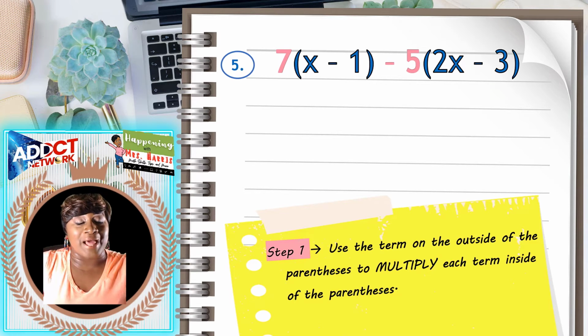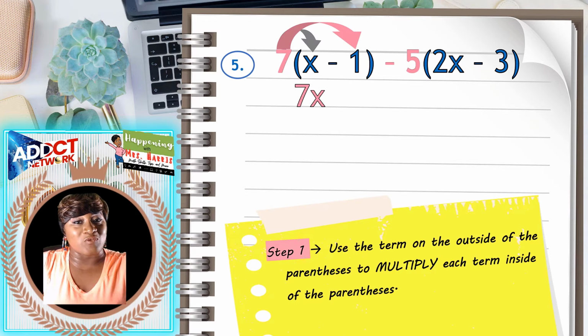First, we're going to multiply the 7 times the terms inside of the parentheses, which are x and minus 1. So we see that 7 times x is 7x. Then we'll multiply 7 times negative 1, which is negative 7.